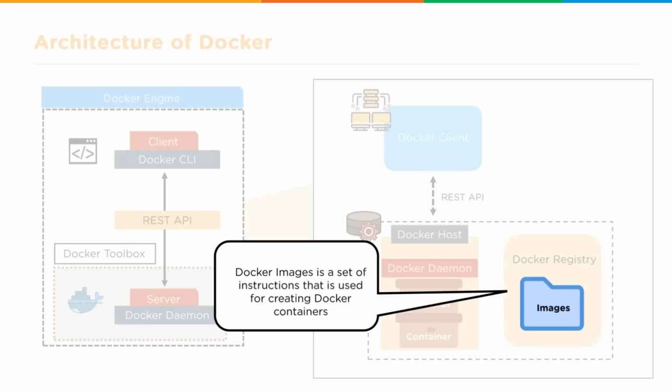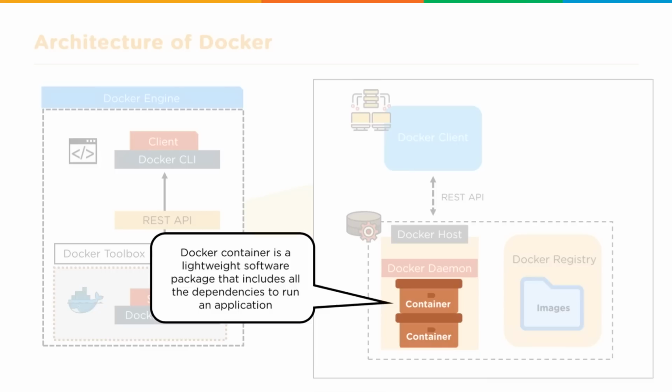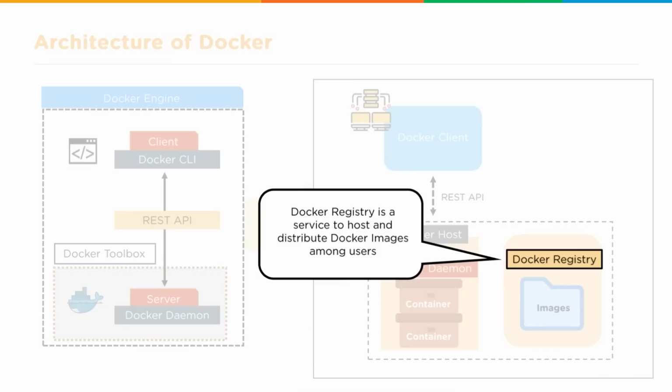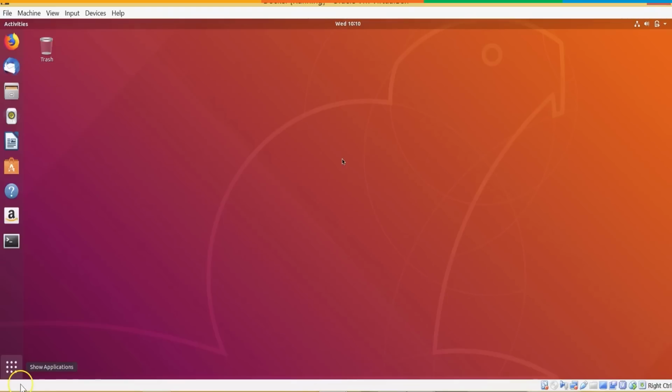The actual images that Docker uses are instructions for creating Docker containers. And the actual Docker container itself is a lightweight package that contains all the dependencies needed to run an application. Now, once you have created a container that is of value to your team, you want to be able to store that container so that other team members can use it. And this is where you would use a Docker registry to host and distribute multiple Docker images. So in this video, we're going to go ahead and see how we can get Docker installed and running.